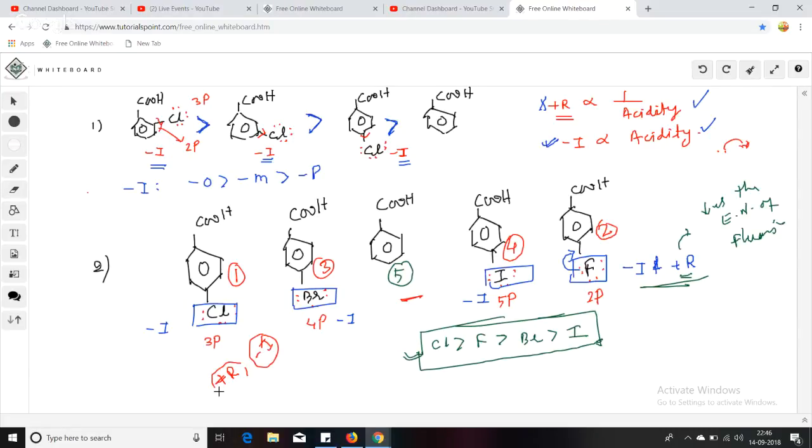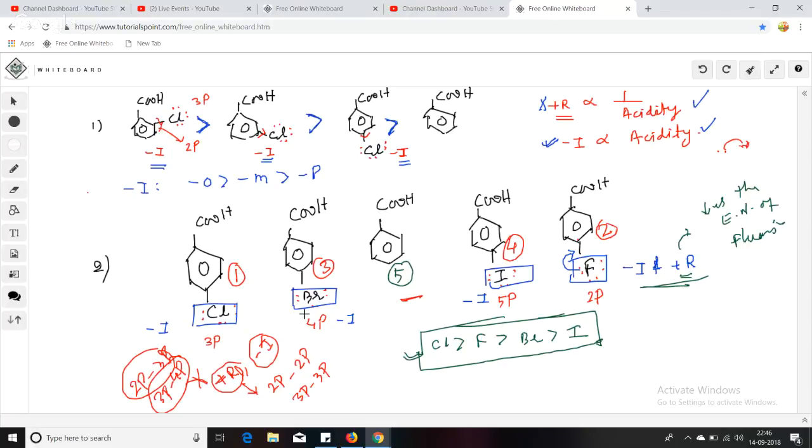Plus R effect is only possible when we have the same size of orbital, like 2p 2p, 3p 3p. It is not possible in 2p 3p orbitals. It is not possible in 3p 4p orbitals. You must have the same orbital present over here, like we have here: fluorine has 2p, carbon has 2p. So plus R also you have to consider. In all these, we are not considering plus R effect. So this you must keep in mind.